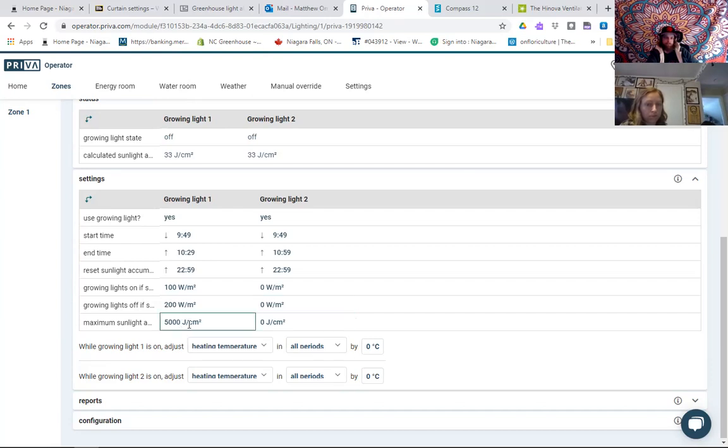So if you're calculating DLI, for instance, that's where this would come into play. If your plants have received enough light, the lights will turn off, and you can set that up in here.